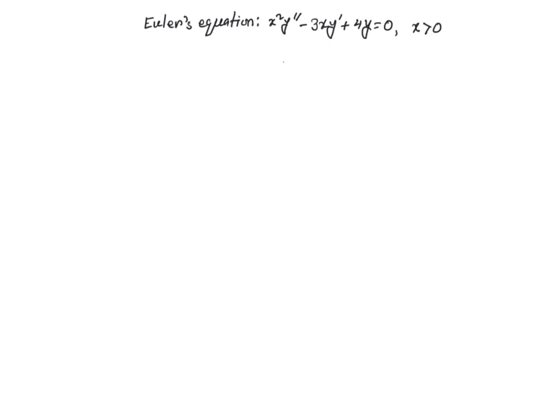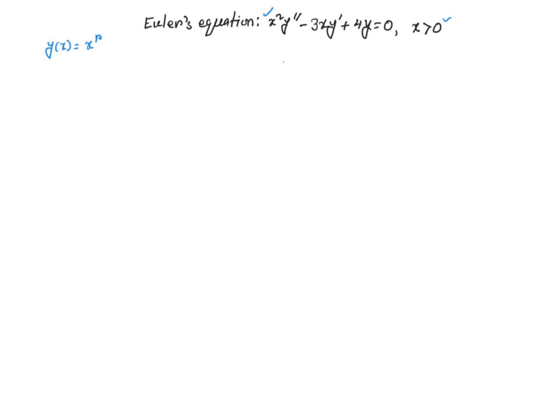In this video, I'm going to solve this Euler's equation with the condition that x is positive, meaning x is greater than 0: x squared y double prime minus 3x y prime plus 4y is equal to 0. To solve Euler's equation, we make the following assumption. We assume that our solution is of this format: y of x is equal to x to the power r.